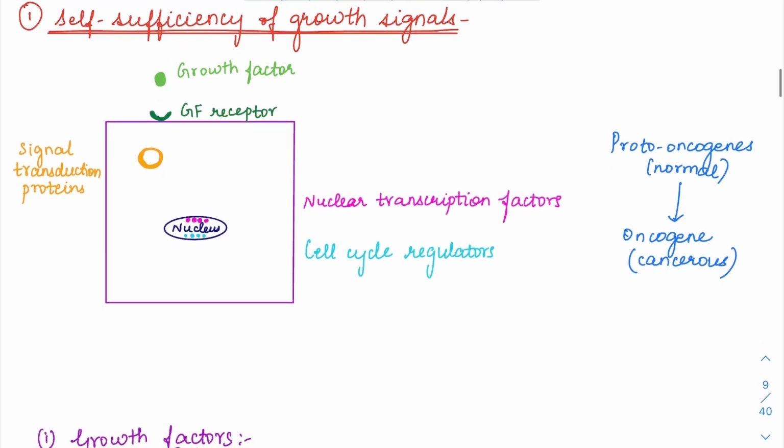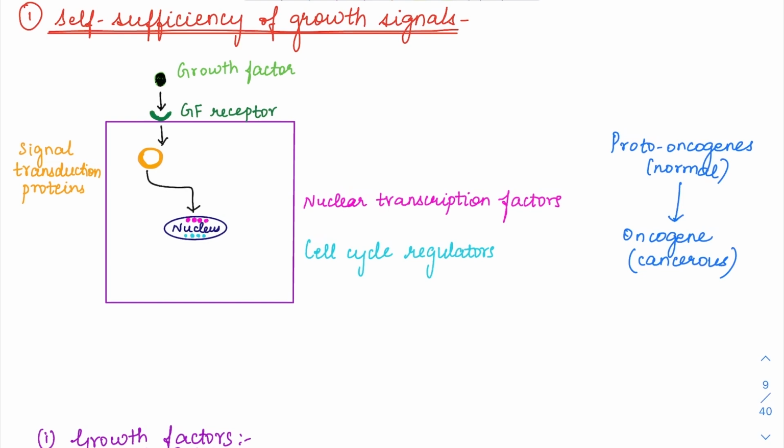So normally for growth to take place, there will be a growth factor. This growth factor is going to come and attach to its receptor, which is the growth factor receptor. This growth factor receptor will in turn get activated and that will induce the activation of certain signaling pathways. So signal transducing proteins will be activated, and these signaling proteins will go in and cause the activation of certain nuclear transcription factors. These nuclear transcription factors will in turn act on the cell cycle regulators and cause the cell cycle to progress. So when the cell cycle progresses, the cells will start proliferating, right? So this is the normal thing which happens.